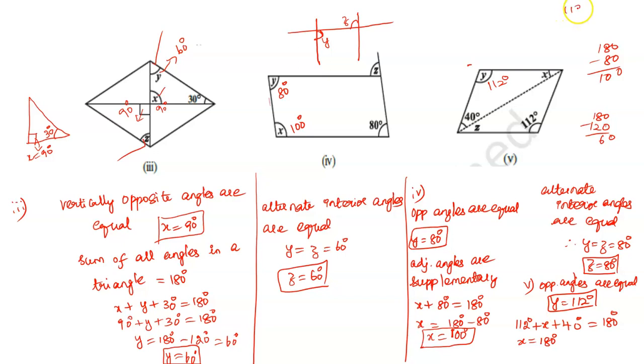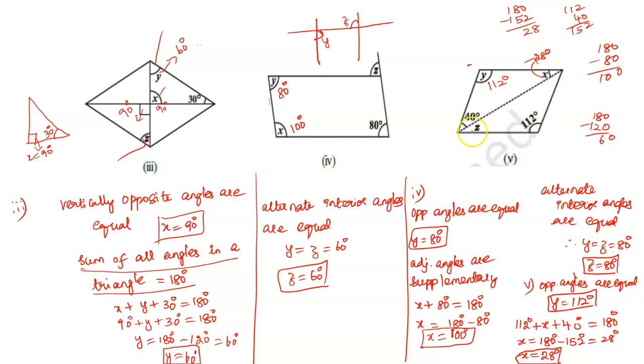So 112 plus 40 is 152. When coming to the right-hand side, it becomes minus 152. So 180 minus 152: 10 minus 2 is 8, 7 minus 5 is 2. So 28 degrees. So x is equal to 28 degrees. Why am I saying this? Because the sum of all angles in a triangle is 180 degrees. Using that I can determine that it is 28 degrees.